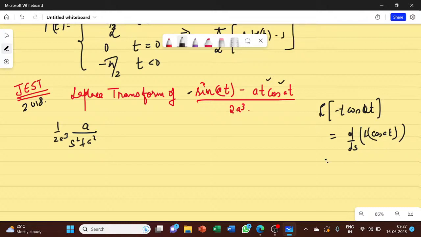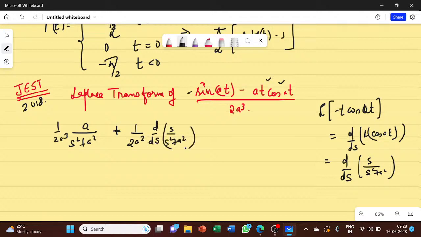So which is equivalent to finding the derivative of s upon s square plus a square. So I'll write minus 1 upon 2a square here, and I'll take this negative. Laplace transform of t into cos at would be equal to the derivative of s upon s square plus a square. This is what you have to find. So I think this will be 1 upon 2a square here also, and then you have this plus 1 upon 2a square here as well.